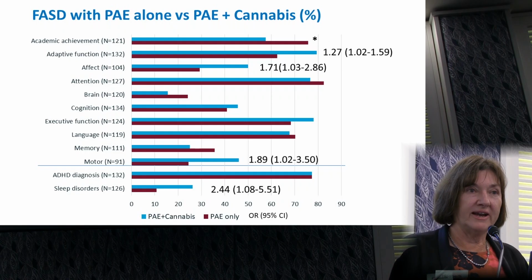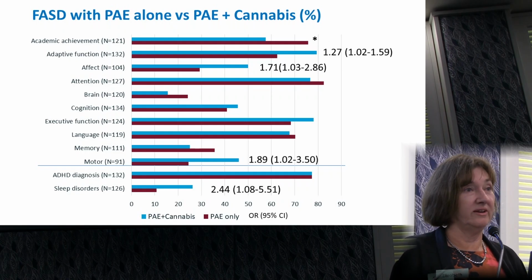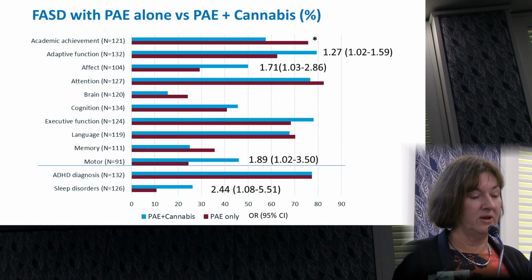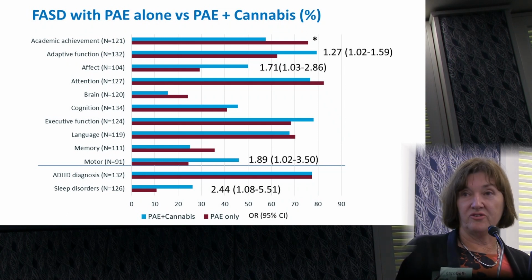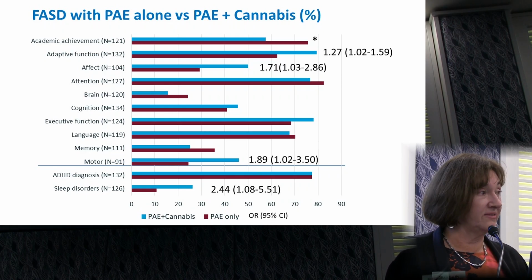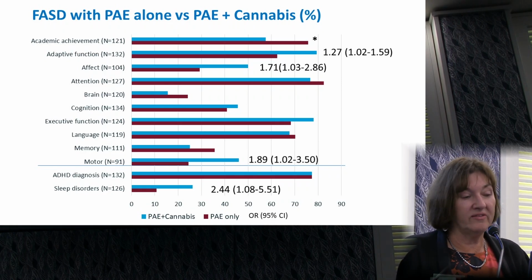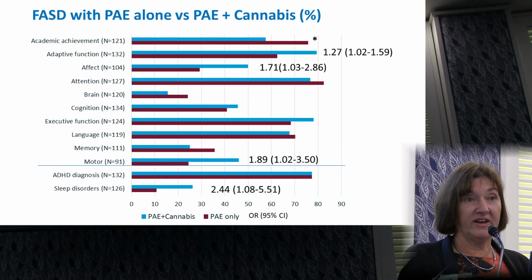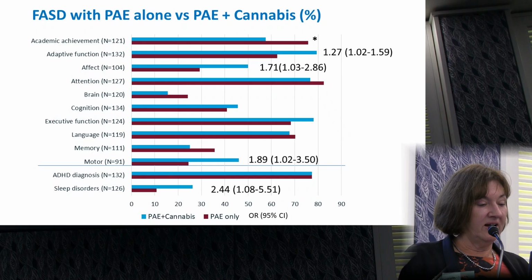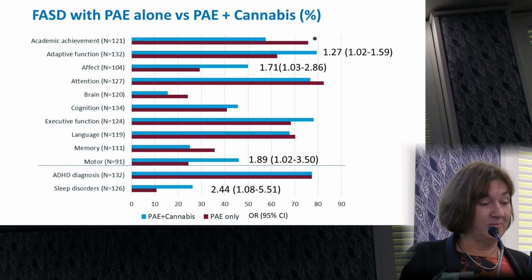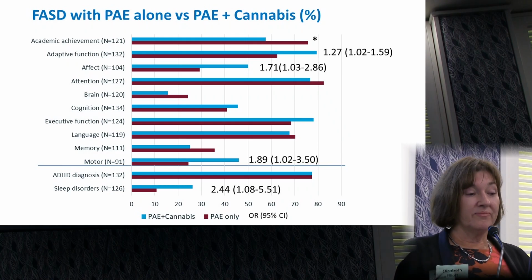Now, we're just starting to analyse this data. I won't go into it in detail, but what this shows is children with fetal alcohol syndrome who had either had exposure to alcohol only in the red bars or to alcohol plus cannabis. And you can see that cannabis made adaptive function worse, made affect or mood worse, made motor function worse, and made skills worse, made sleep worse.